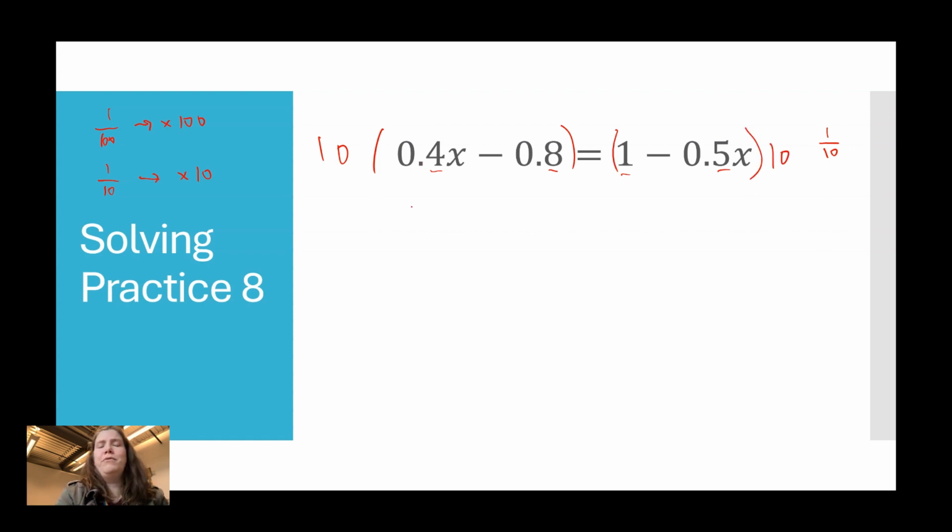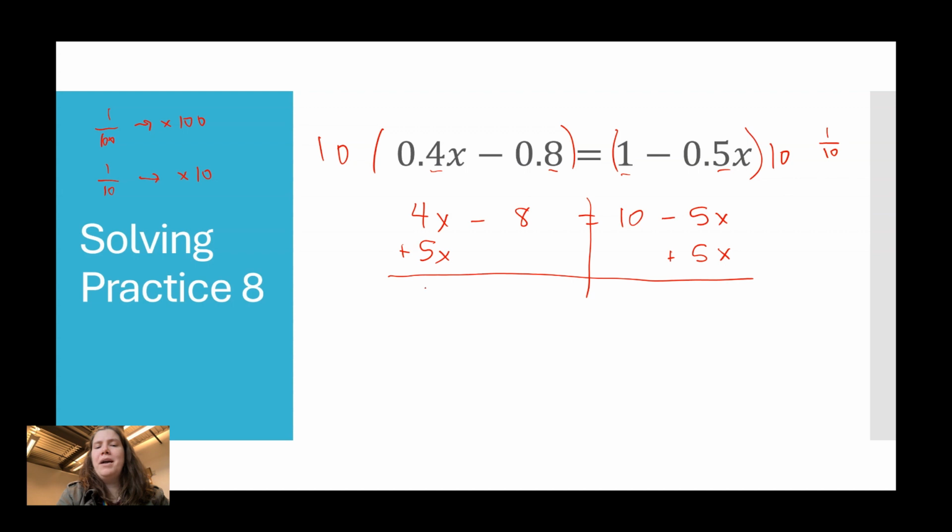So 10 times 0.4 makes this 4x and makes that into an 8. 1 times 10 is 10. 0.5 times 10 is 5. And now, lovely problem, so easy to solve, hopefully. I'm going to move all of my x's to the same side. I moved to the 5x. You could have moved to the 4x. Remember, it doesn't matter. As long as you do each step correctly, we will get the same answer.